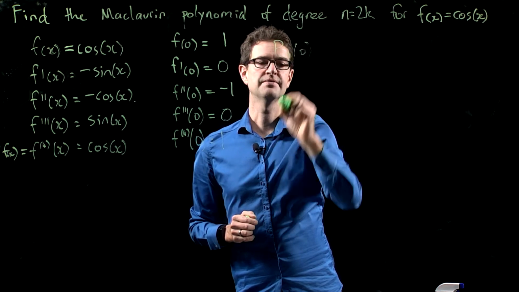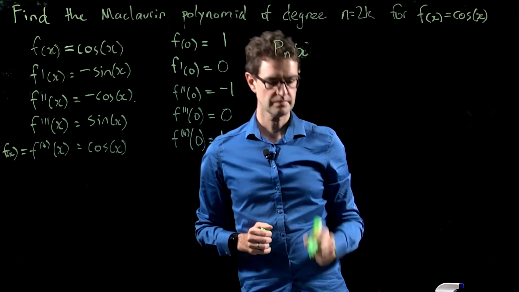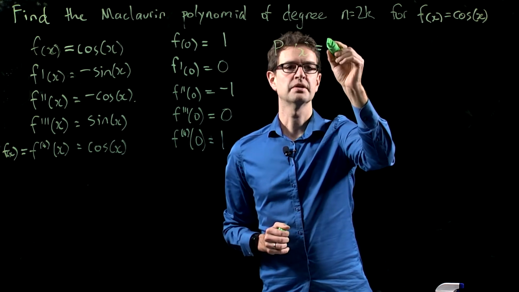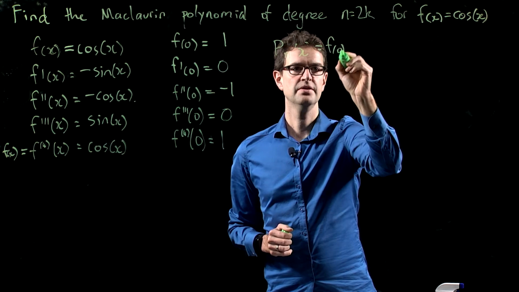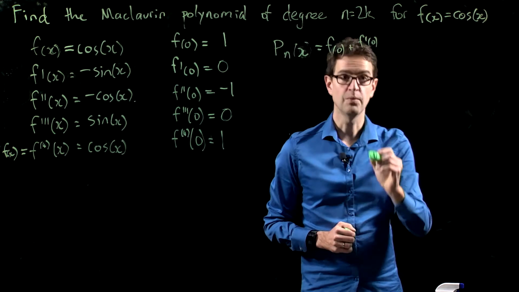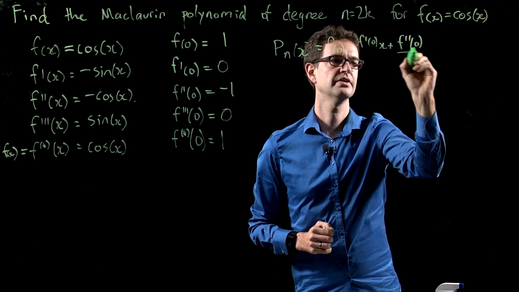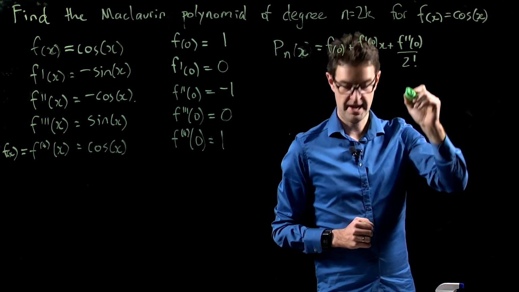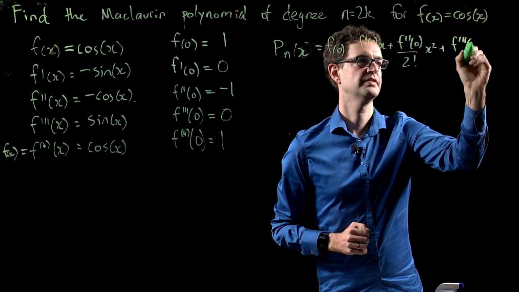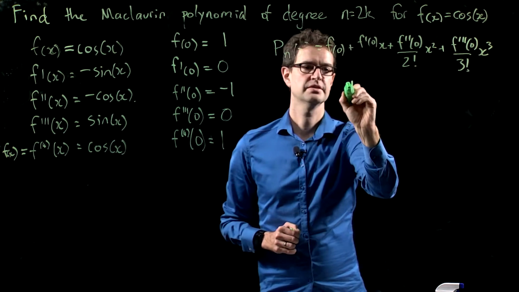Okay, so now we actually have everything that we need. I want to evaluate this thing at any value of x. So let's write out what the Maclaurin polynomial actually looks like. It's f of 0 plus f prime of 0 divided by 1 times x, plus f double prime of 0 over 2 factorial, that's just 2, times x squared, plus the third derivative over 3 factorial times x cubed, plus dot dot dot.